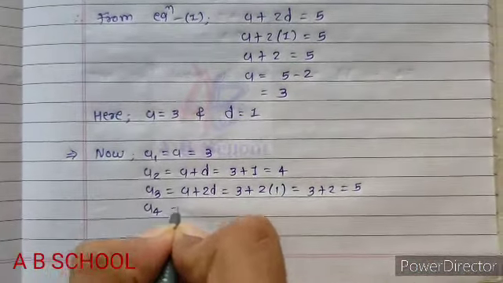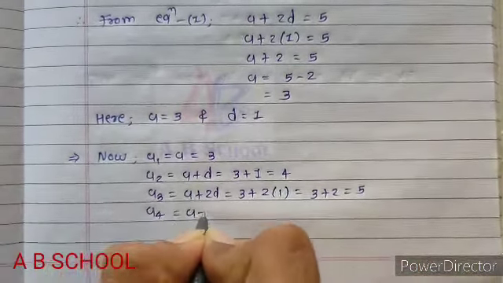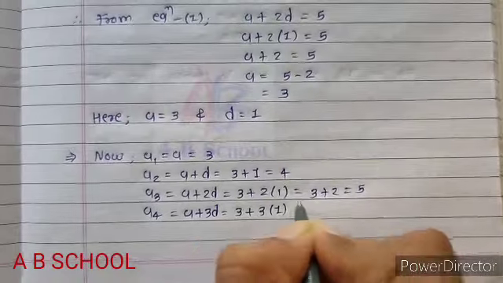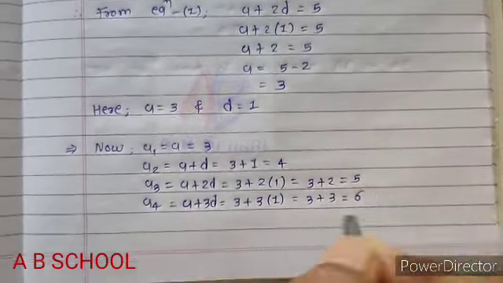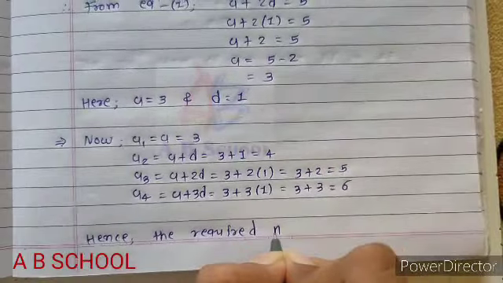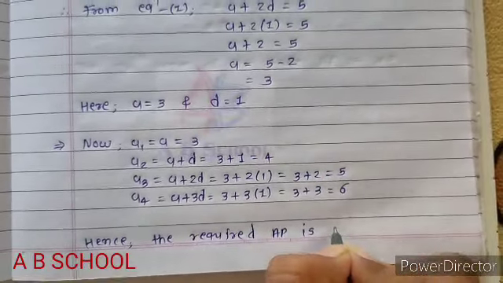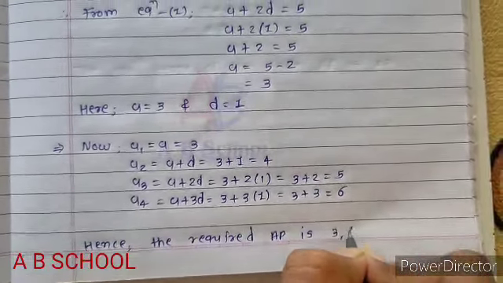Now for A4, A4 is equal to A plus 3D. Value of A is equal to 3 plus 3 times common difference D is equal to 1. So 3 plus 3 is equal to 6. Hence the required AP is 3, 4, 5, 6 up to so on.